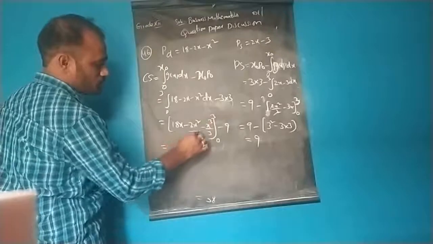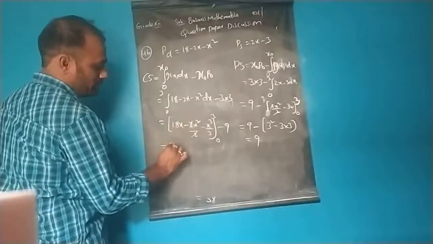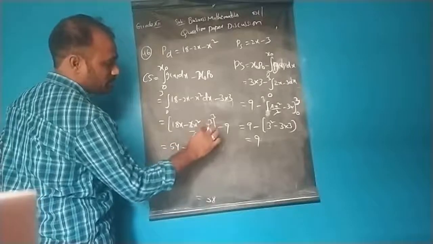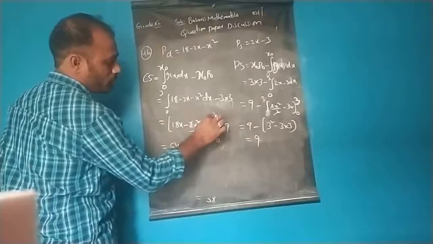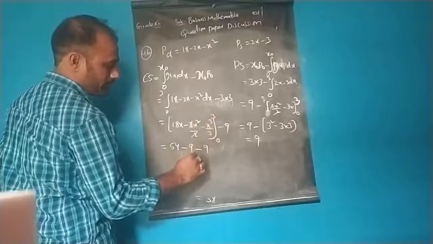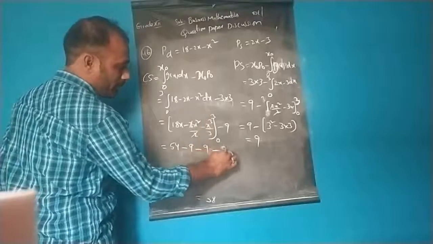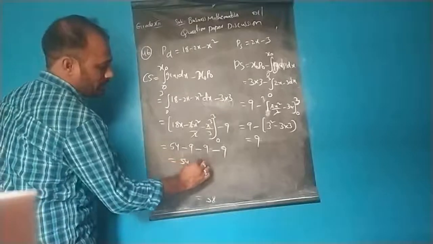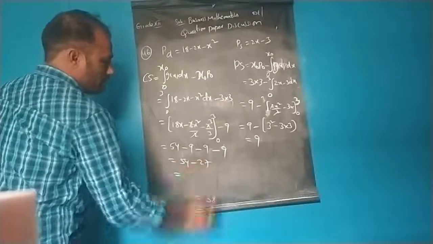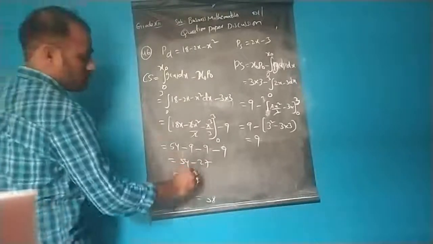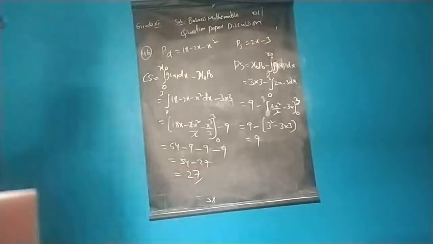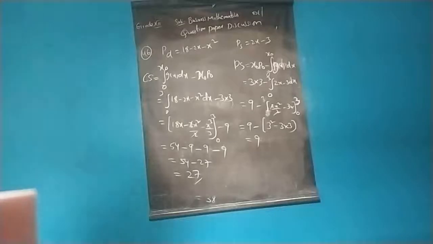So that is, 2 gets cancelled here. 18 times 3 is 54 minus 9 minus 3 cube, 27 by 3 will be 9, minus 9. So in total it will be 54 minus 9, 3 is 27. So 27 will be the answer. So the consumer surplus we got as 27 units.